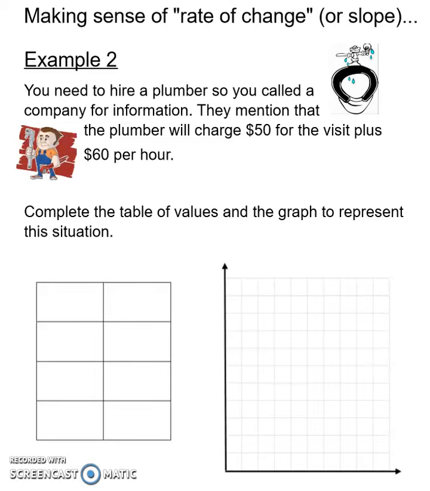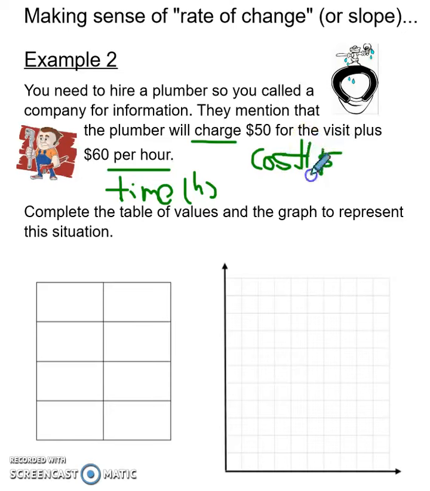Making sense of rate of change or slope again, but in a different example. Let's say you need to hire a plumber, so you call a company for information and they mention that the plumber will charge $50 for the visit plus $60 per hour. Again, first thing you should find is the two variables. There's something about time, so we're going to have a variable for time in hours, and how much they're charged, we're going to call it the cost, in dollars.